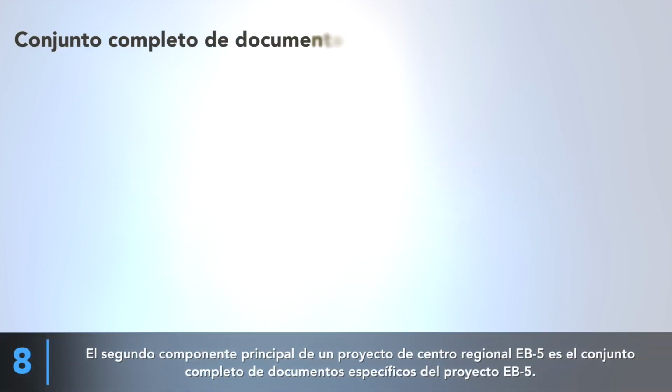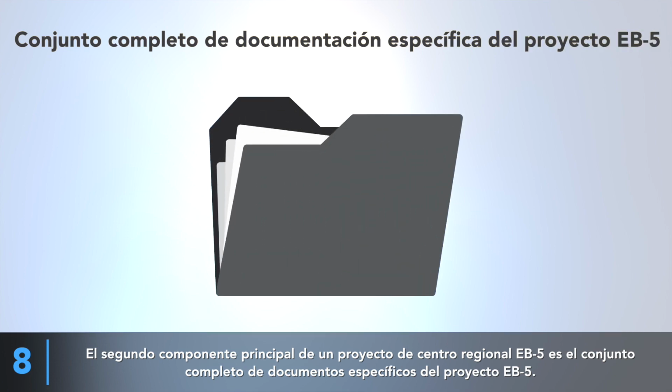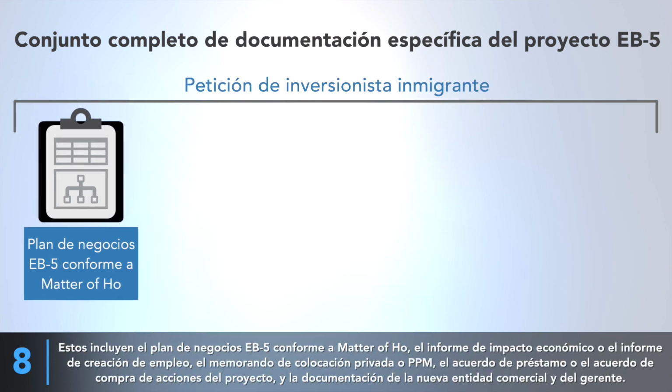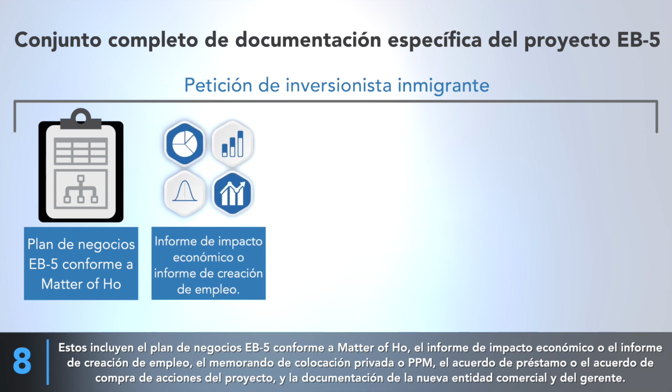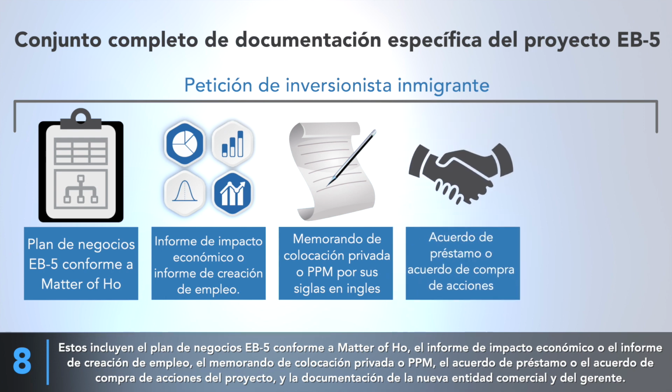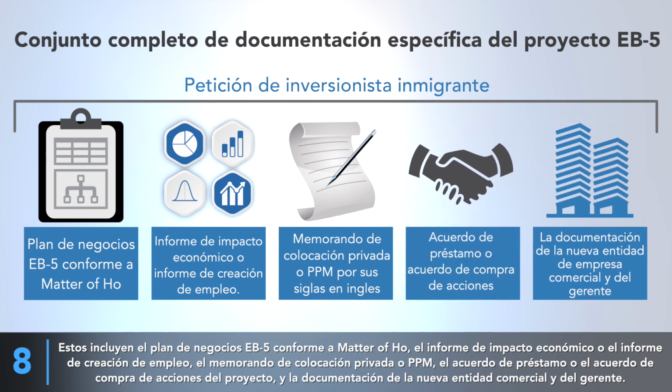8. Complete EB5 project documentation. The second major component of an EB5 regional center project is the complete set of EB5 project-specific documents. These include the project's EB5 Matter of Ho compliant business plan, economic impact or job creation report, private placement memorandum or PPM, loan agreement or stock purchase agreement, and the new commercial enterprise entity and manager documentation.